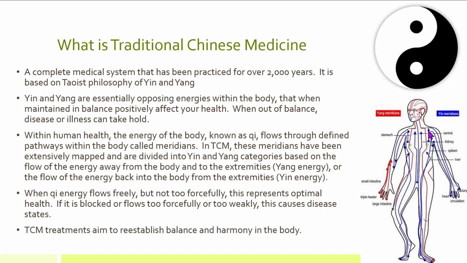So you've got this energy flow going on through the body. It mirrors the blood flow also in the circulation inside the body. And so Chinese medicine also talks about blood flow in the body quite a bit. But when the qi energy and the blood flows freely, but not too forcefully, this represents the optimal health status.